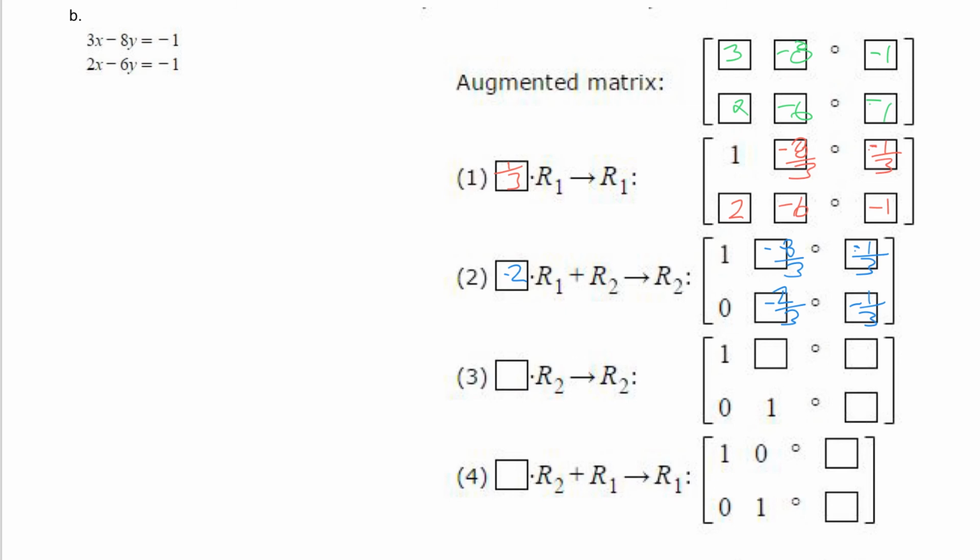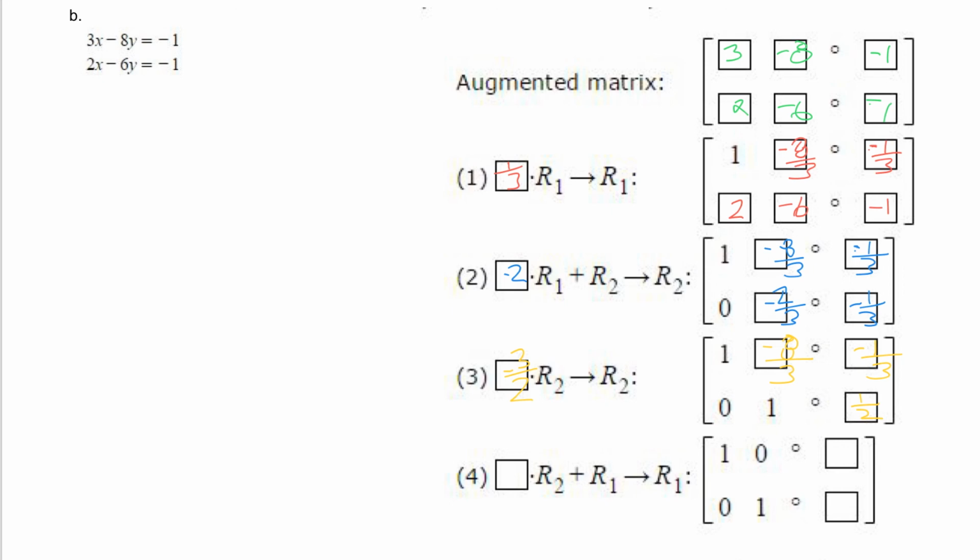In step number 3 here, you should have multiplied by -3 over 2. That gives us our first row staying the same as -8 over 3 and -1 over 3. Our bottom row changes to 1/2.